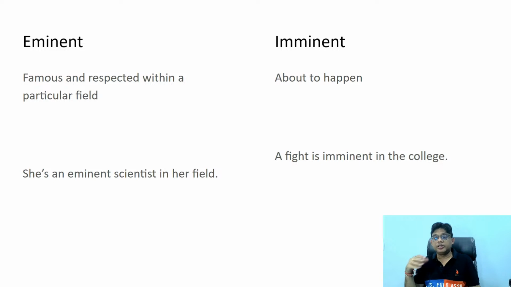Eminent means, let's say, he's an eminent scientist, eminent doctor, engineer, lawyer, professor. He's an eminent professor. Within a certain field, a person is highly respected and very famous within that field. This is called eminent. Imminent, something about to happen. It is extremely imminent that this will happen, like something is about to happen. So a fight is imminent in the college.